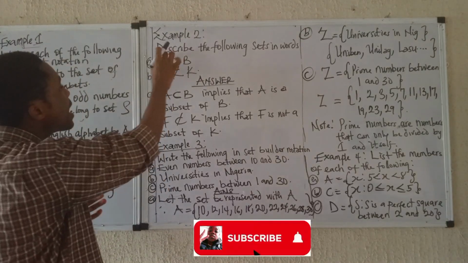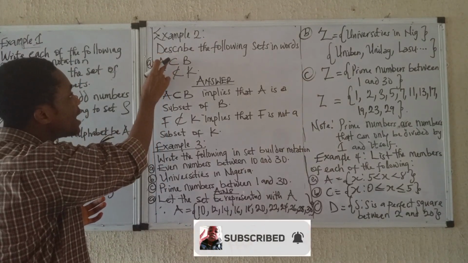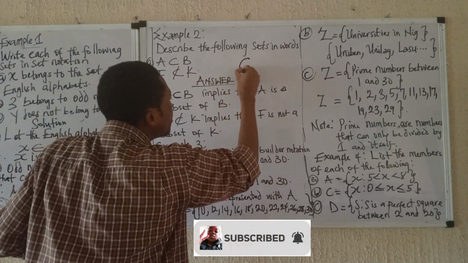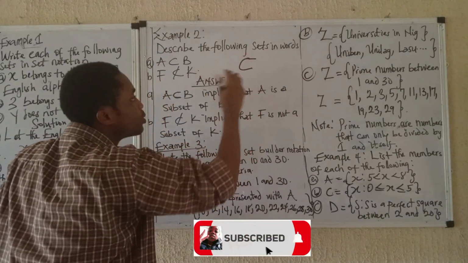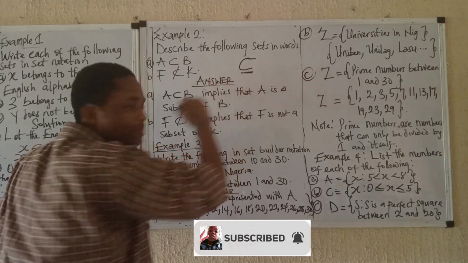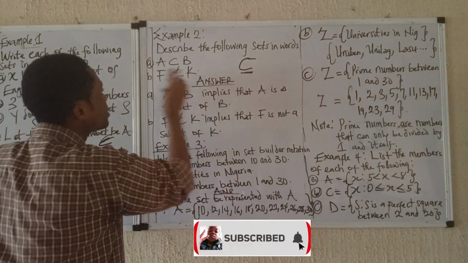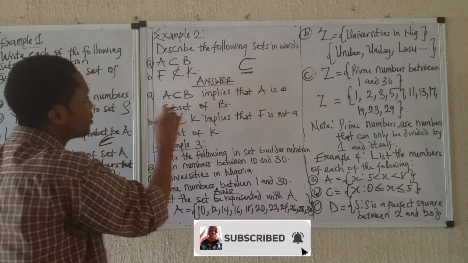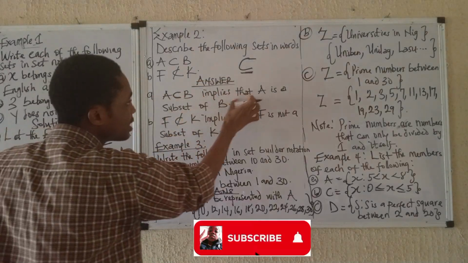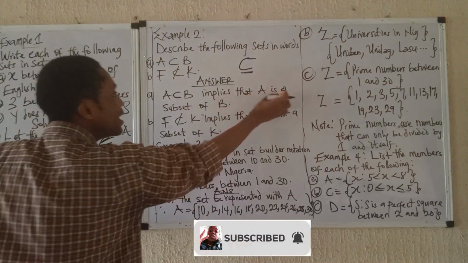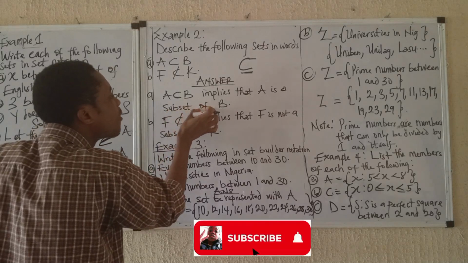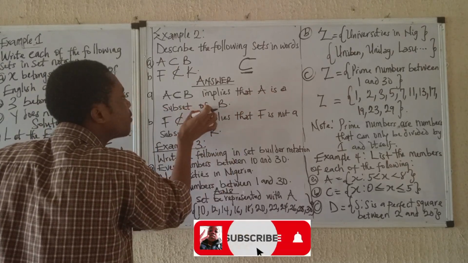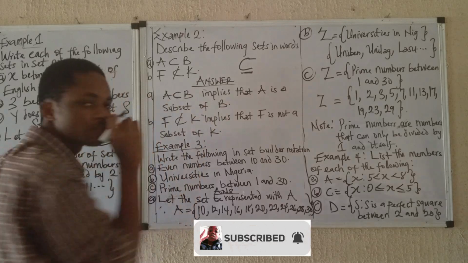Now, set A, when you see this symbol, it means subset. This symbol means subset. That means A is a subset of B. In words, this all implies that set A is a subset of set B.